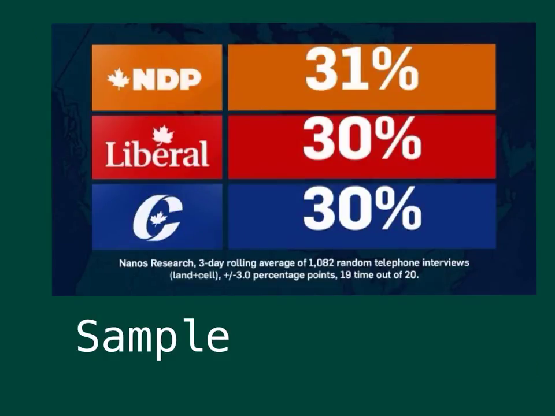So let's take a look at a real-life sampling. This is a poll for the upcoming federal election in Canada. It was completed earlier in the fall. And if you look carefully, they have to tell you what the sample that they used was. They used 1,082 random telephone interviews. What they mean by that is they called 1,082 people from across Canada at random.